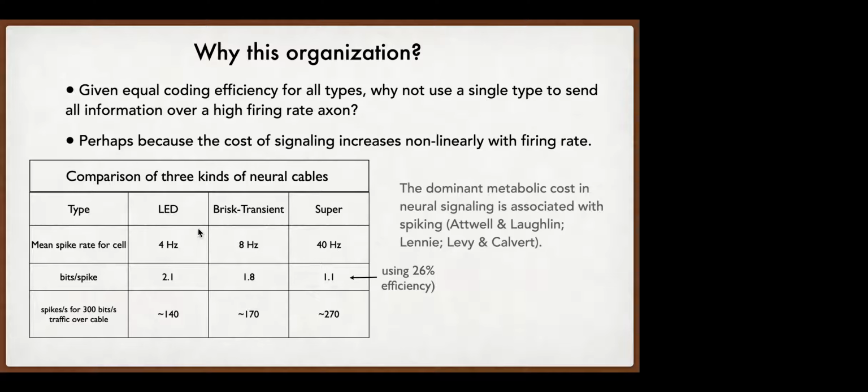So if you imagine the kinds of neurons that you actually have in the retina, there's this local edge cell, there's the brisk transient cell, they're firing at 4 hertz, 8 hertz, etc.